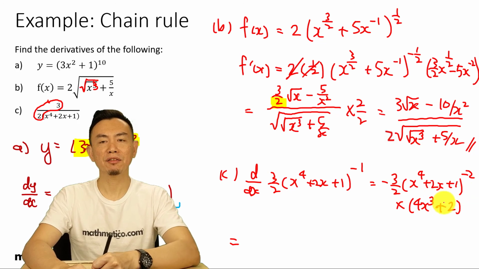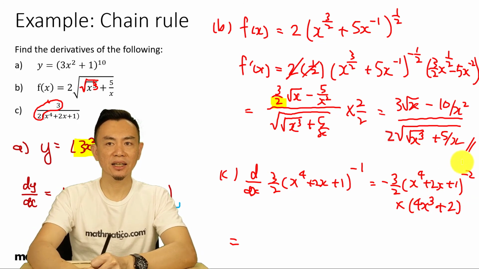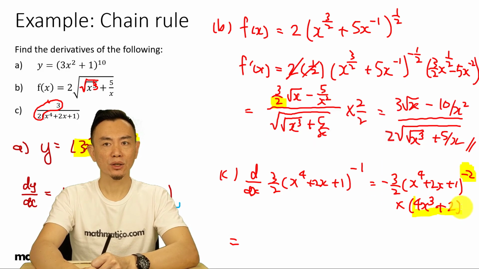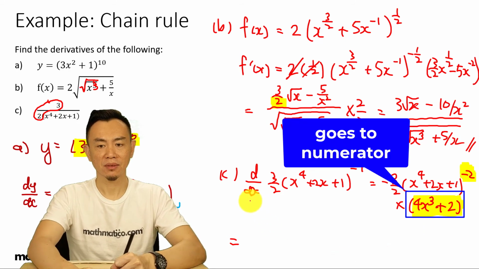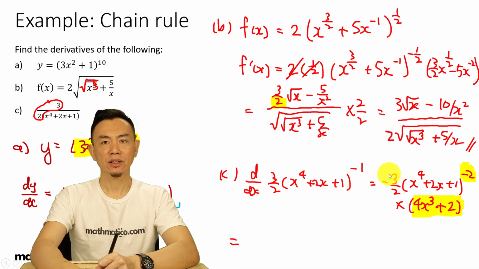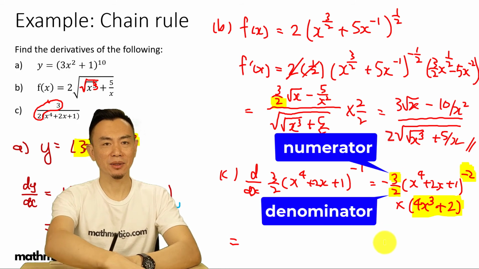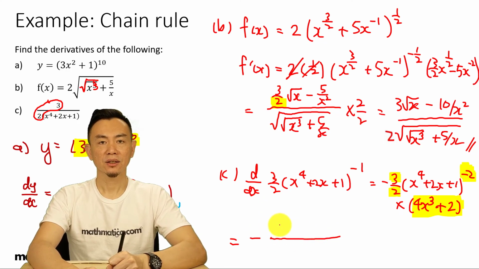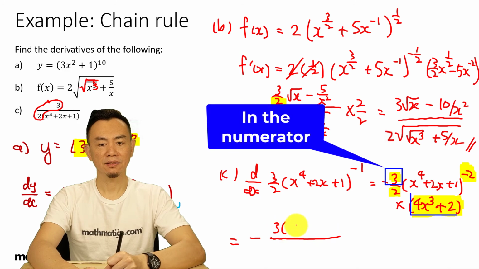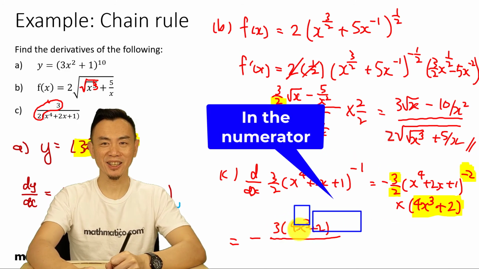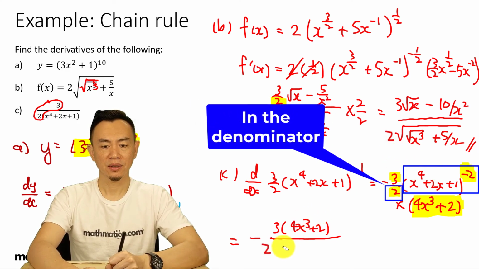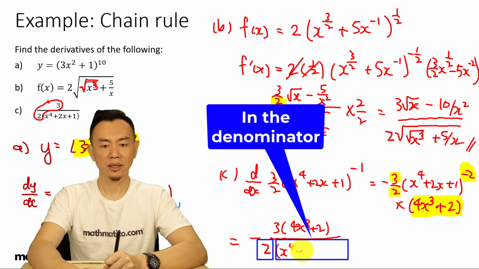Okay, so now we're going to simplify this. You notice that this thing here has got a negative power, it goes to the denominator. This one has got no power, so it stays in the numerator. And as for the 3 over 2, this is numerator, this is denominator. So we have a negative term here. 3 is in the numerator, and 4x cubed plus 2 is in the numerator. This whole chunk takes a square in the denominator. So we have 2 bracket x to the power of 4 plus 2x plus 1 squared.